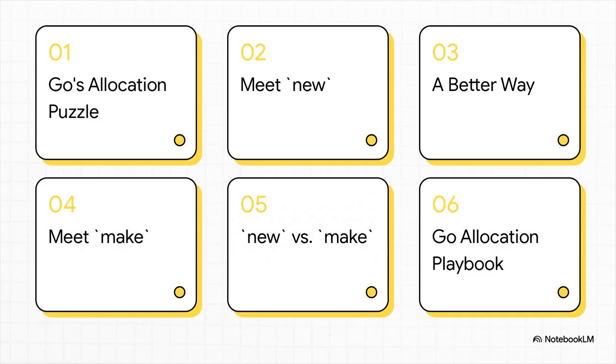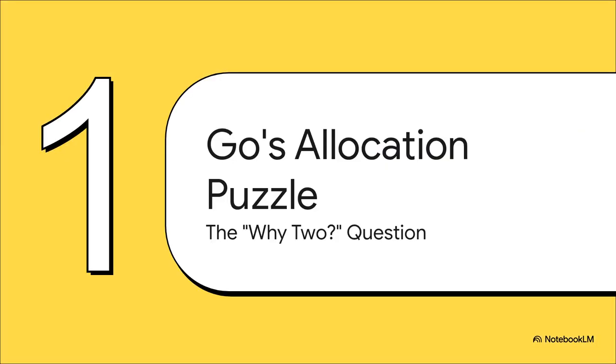We'll kick things off with the core problem itself. Then we'll introduce new and make one at a time, see what they're all about, and even look at a better alternative in many cases. Then we'll put them head to head. And we'll wrap it all up with a super simple playbook you can use to get it right every single time in your own code. All right, let's jump right in and tackle this allocation puzzle.